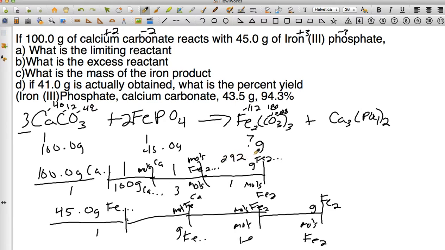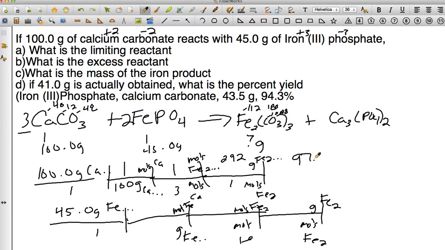So let's do this top problem first. If I take 100 times the 292 divided by, on the bottom I have 300. This top one I get 97.3.